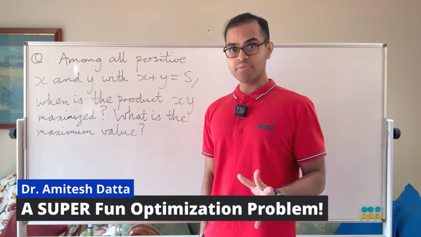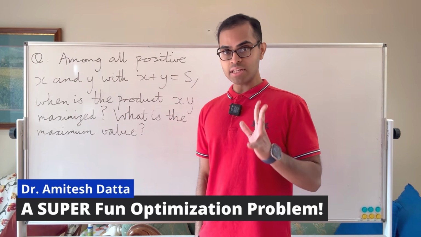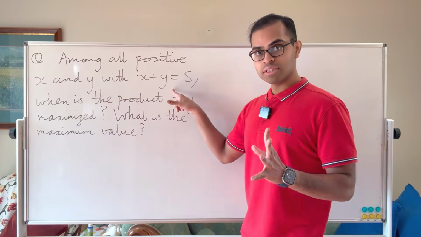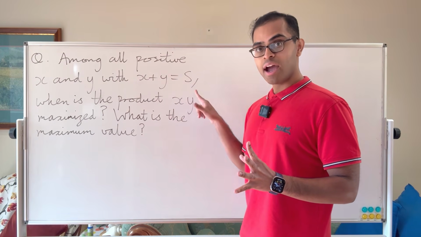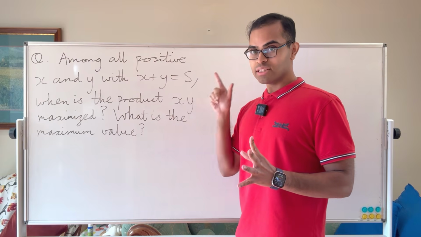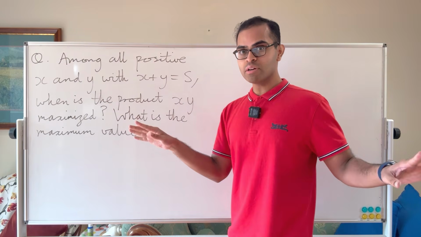Let's fix a positive number s. Among all positive x and y with sum equal to s, when is the product x times y maximized and what is its maximum value? This can be solved using calculus, but we're going to do it with elementary math.